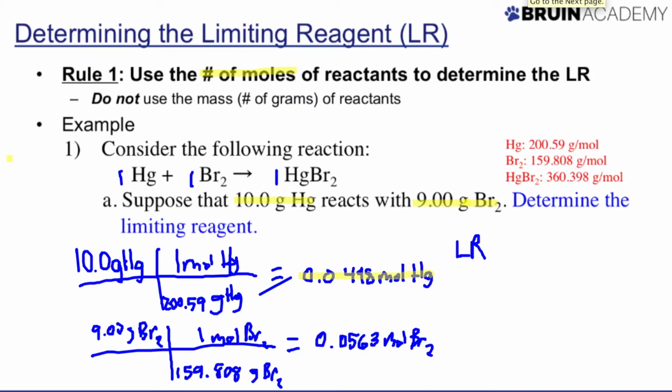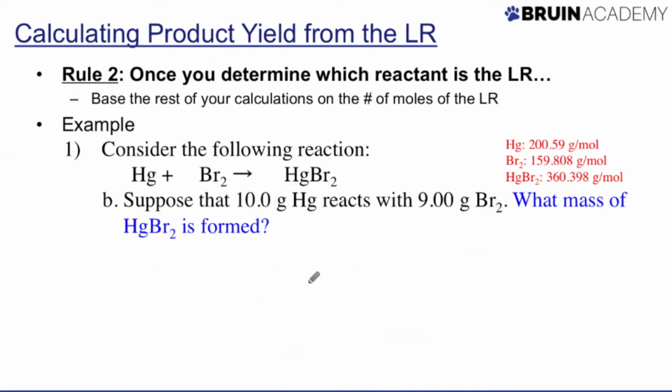So now we know which one is the limiting reagent. Let's move on to the second part of the question. And before we start, let's talk about rule number 2, right? So rule number 2 says, once you determine which reactant is the limiting reagent, which we just did, right? It's Hg, base the rest of your calculations on the limiting reagent, right? Specifically the number of moles you calculated, okay?